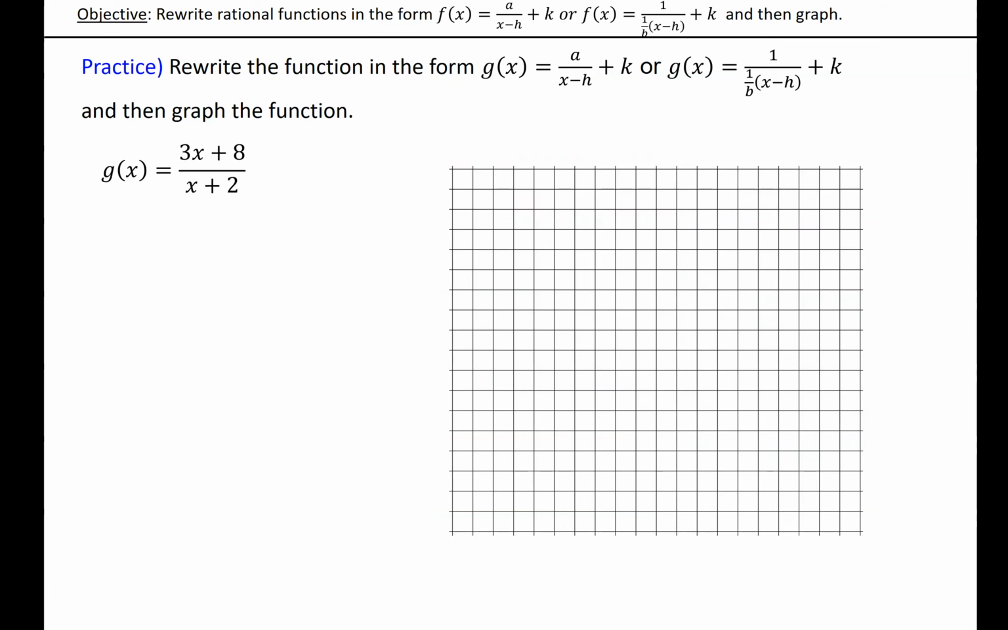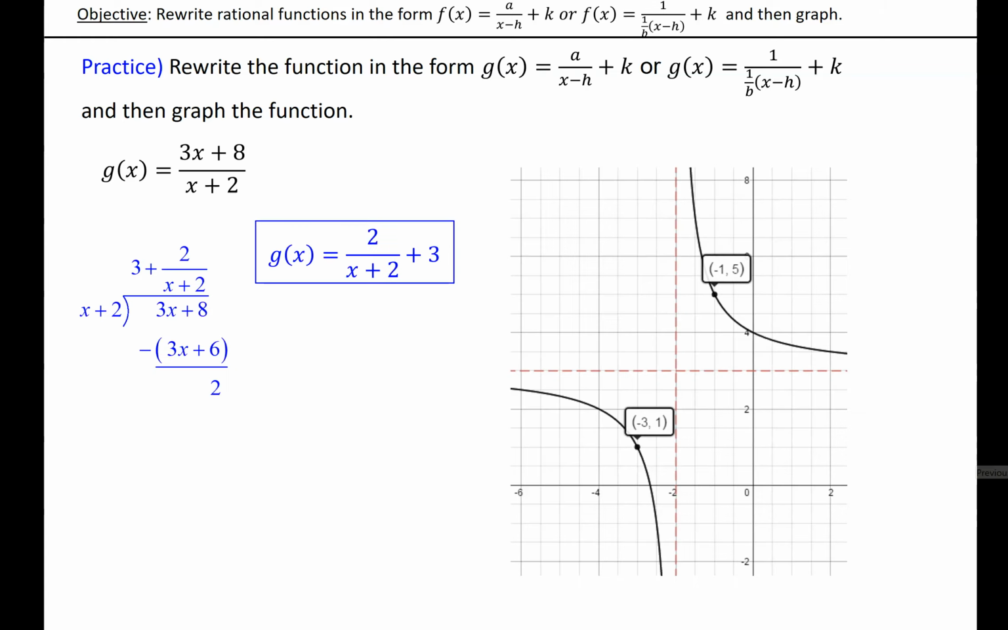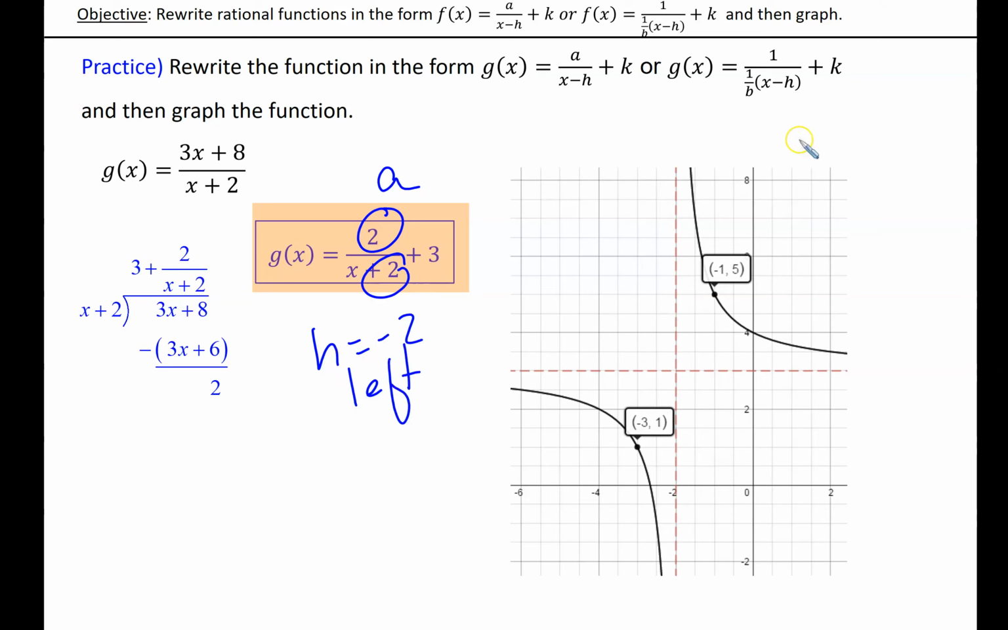So pause your video here and give this problem a try, and then come back when you're ready to check with the answer. All right, let's take a look at the answer. So here is the function rewrite that you should have. We have an a value of 2, an h that is -2, so that heads to the left. That's what we're looking at here.